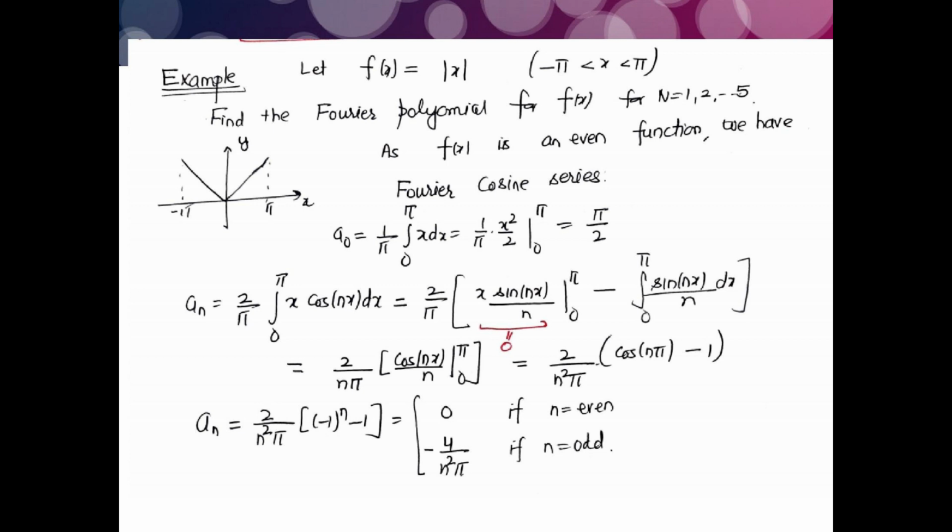a0 is π/2. an is 2/π times the integral from 0 to π of x cos nx dx. Simplify this expression. Now depending upon whether n is even or odd, we have the value of an as 0 for n even, and -4/(n²π) for n odd.